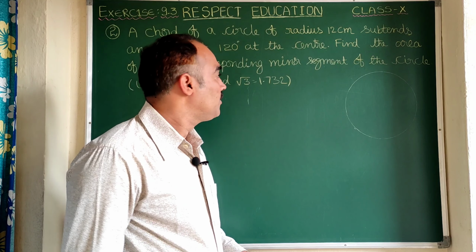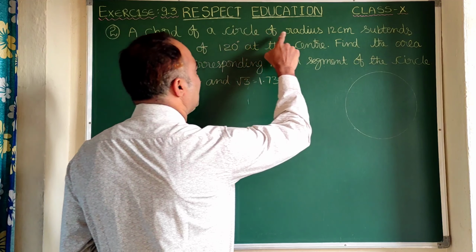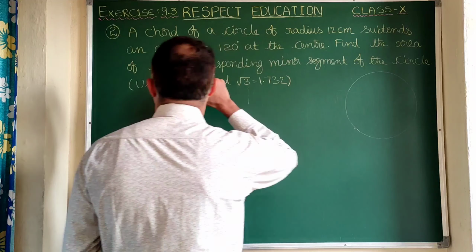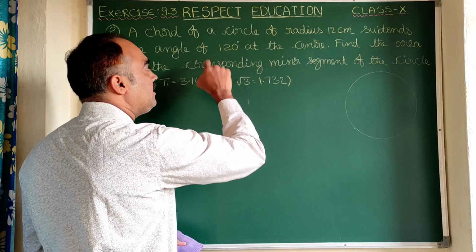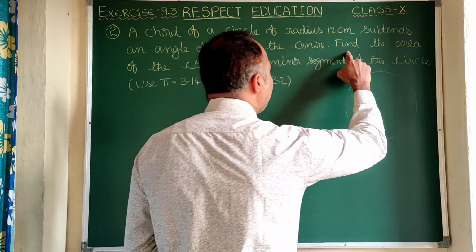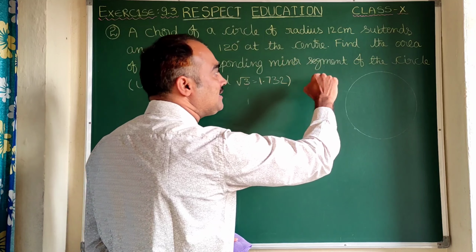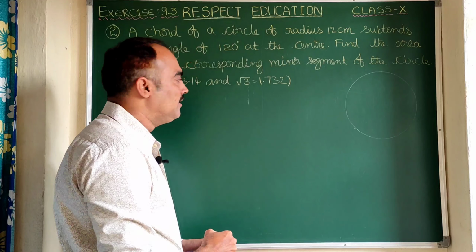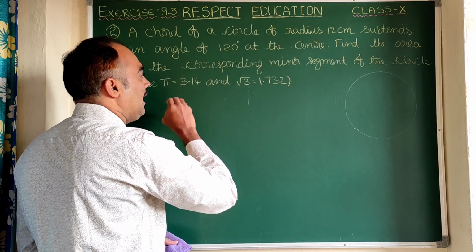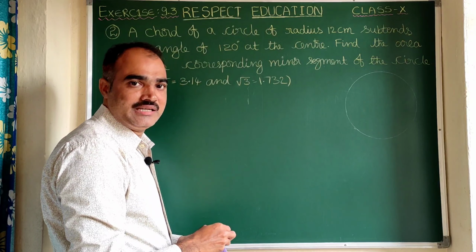Now we see question number 2. A chord of a circle of radius 12 centimeter subtends an angle of 120 degrees at the center. Find the area of the corresponding minor segment of the circle. Use pi equal to 3.14 and root 3 equal to 1.732 wherever it is necessary.